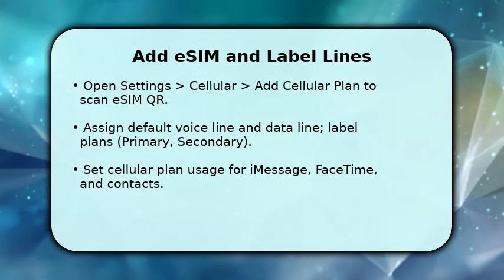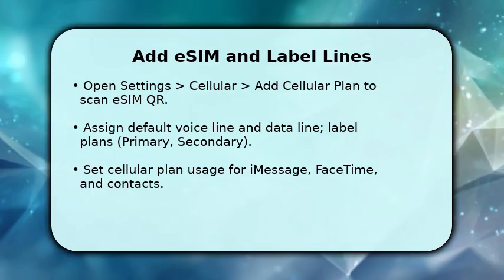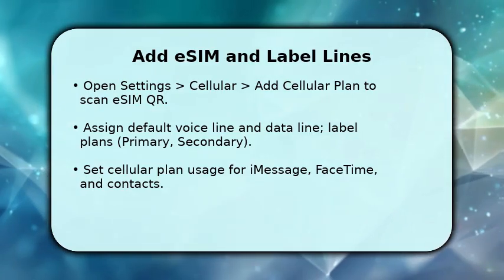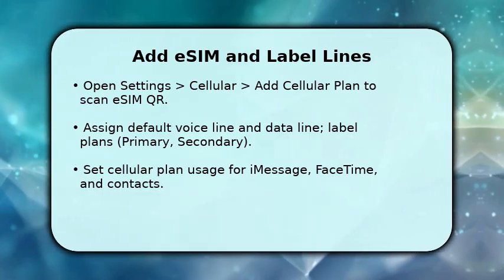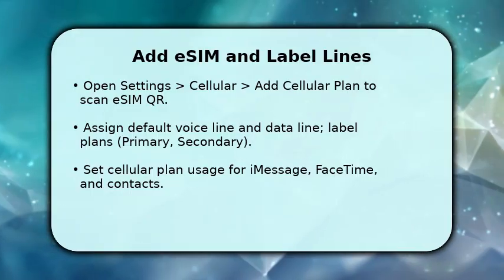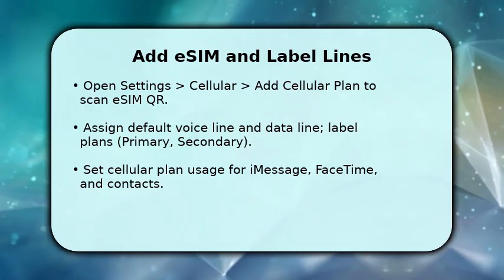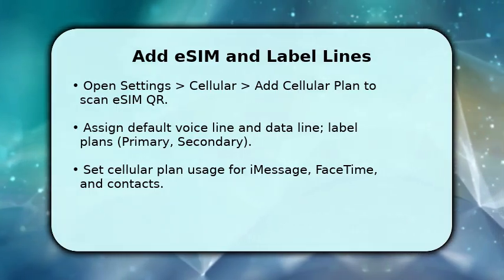You proceed by adding the eSIM through Settings. Go to Cellular, tap Add Cellular Plan, then scan the carrier QR or enter details manually. The phone downloads the eSIM profile. After it appears, assign labels, call them primary and secondary, so you can pick them quickly. Make choices for default voice and cellular data.